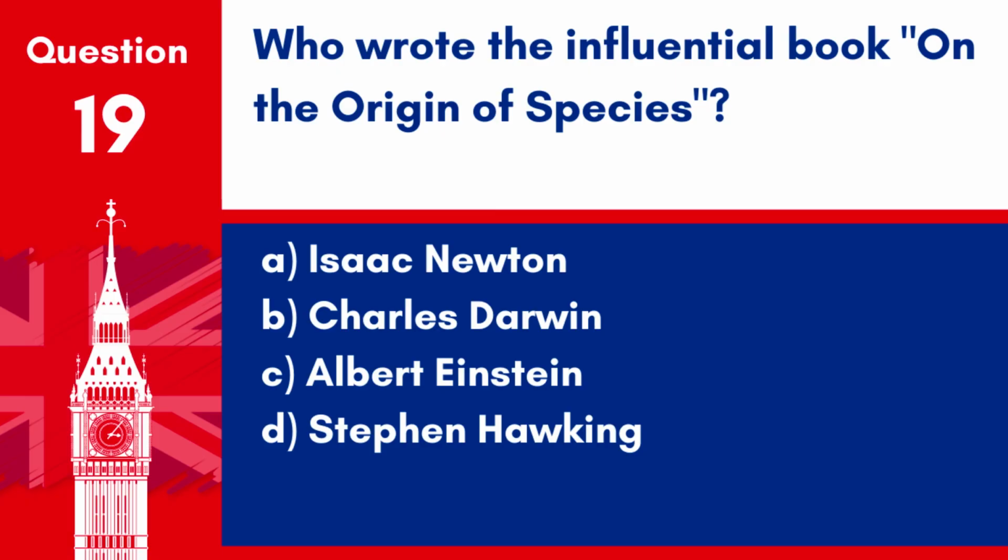Question 19. Who wrote the influential book On the Origin of Species? A. Isaac Newton. B. Charles Darwin. C. Albert Einstein. D. Stephen Hawking. Answer: B. Charles Darwin. He wrote On the Origin of Species, which introduced the theory of natural selection.